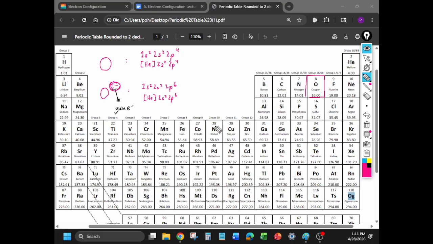How would you do the noble gas for a gas already? Wouldn't it technically be... Noble gas for... Since oxygen is a gas. Okay, so it's really easy if it's a negative ion. It's also easy if it's a cation.